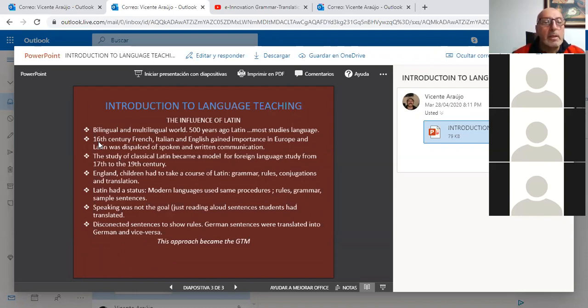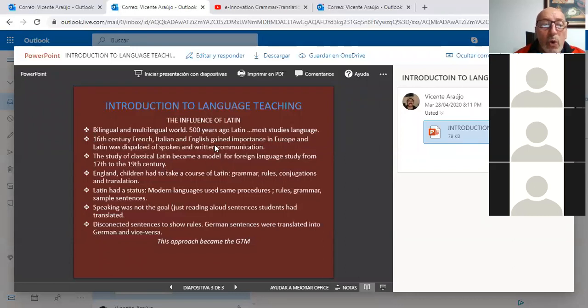Cuidado con eso. In the 16th century, French, Italian, and English gained importance in Europe. And Latin was displaced in spoken and written communication. It was displaced by these languages. But even so, Latin was very important. The study of classical Latin became a model of foreign language study from the 17th to the 19th century.